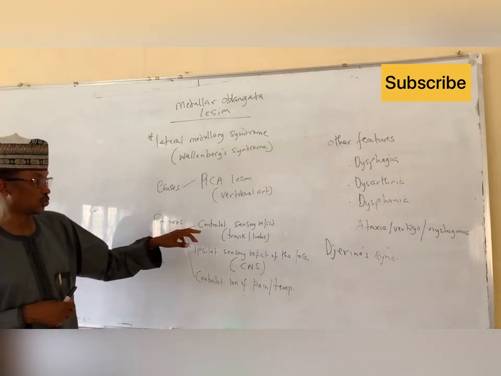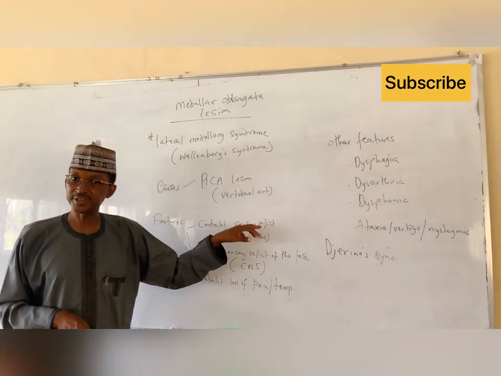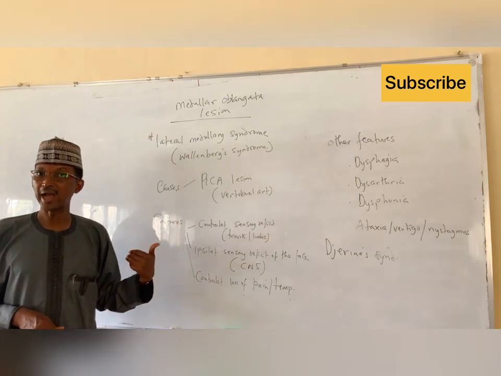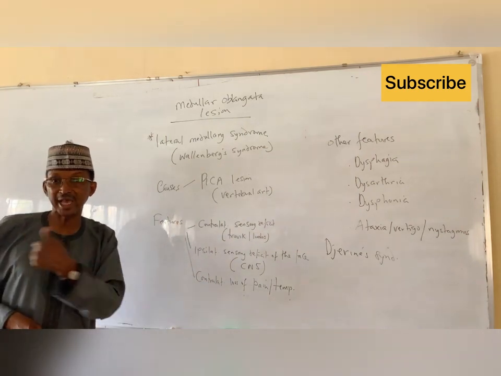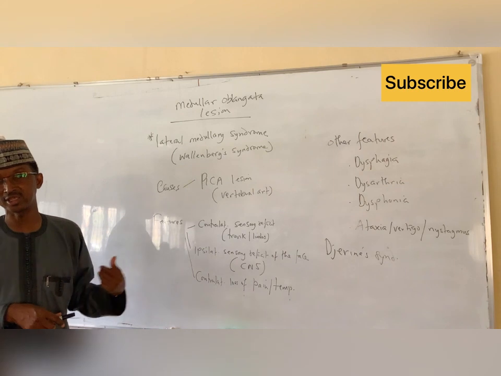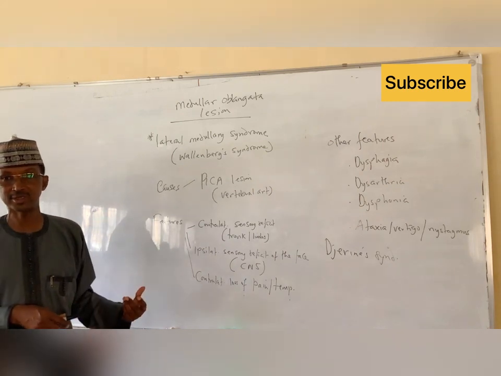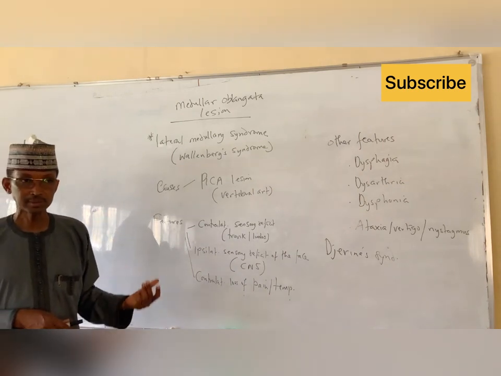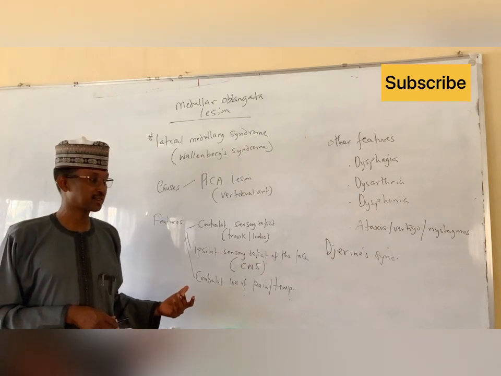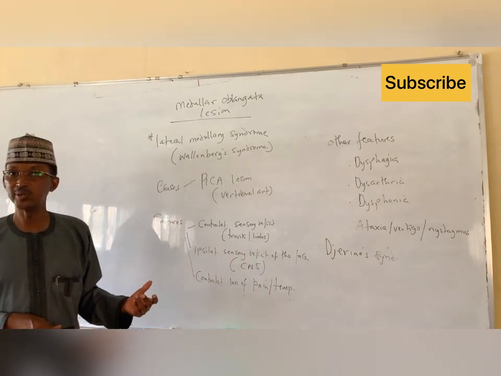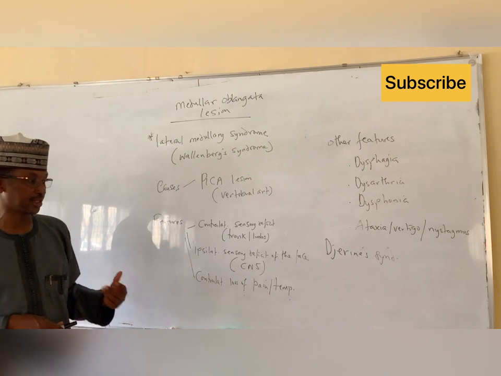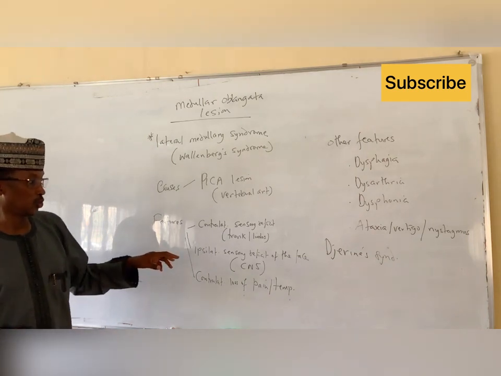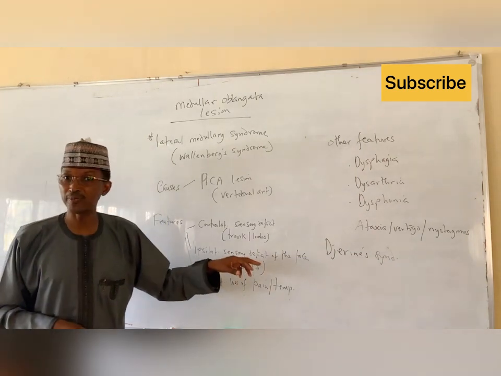That is why we said it is a contralateral sensory deficit from the trunk and the upper and lower limbs on the opposite side of the lesion. This sensation includes our vibration sense, our proprioceptive sense, tactile sensation, that is crude and fine touch, and so on and so forth. There is also ipsilateral sensory deficit of the face.